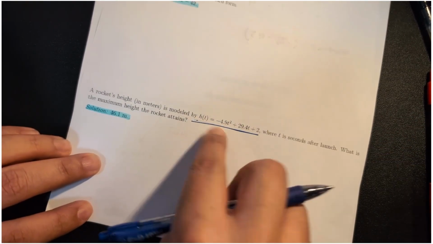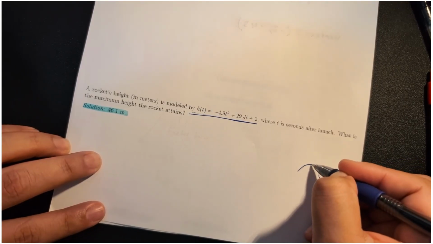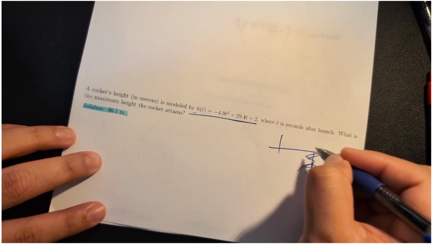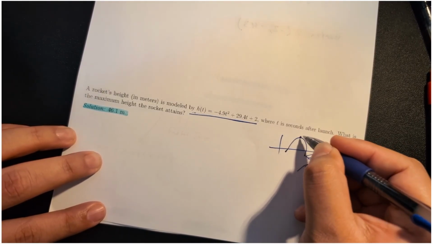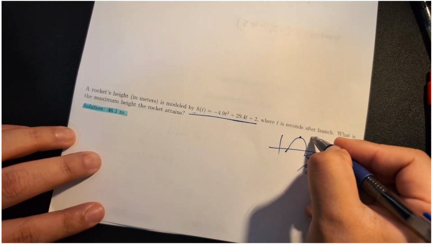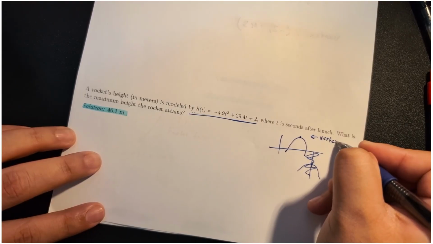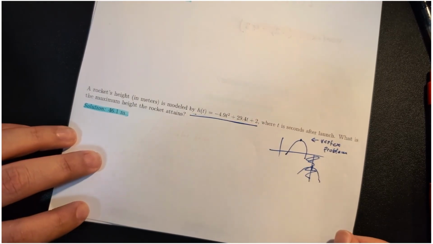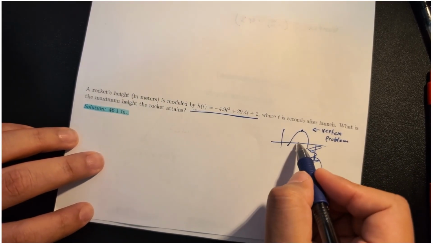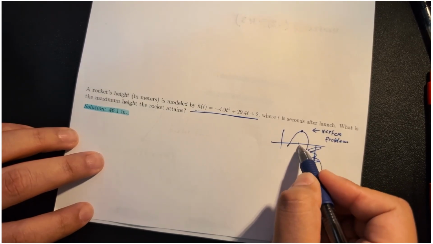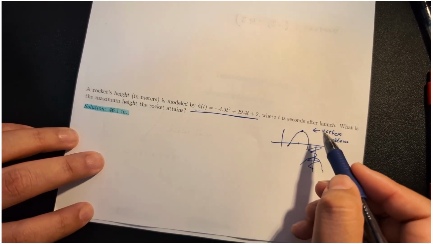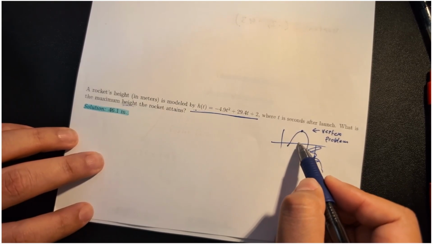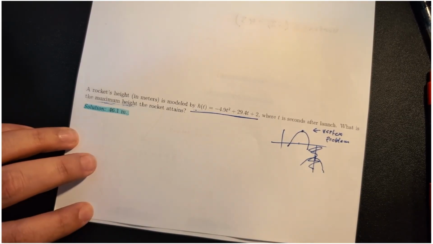So there is a negative, so we know it's going to go down. It's going to go something like this, right? No, horrible. It's going to look something like this, and then we have a maximum height. So this is actually just another vertex problem. Can you find the vertex of this problem? Okay, so how do we find the vertex? First, we find our axis of symmetry, plug it in, and then find the y value. Our y value is going to be the height.